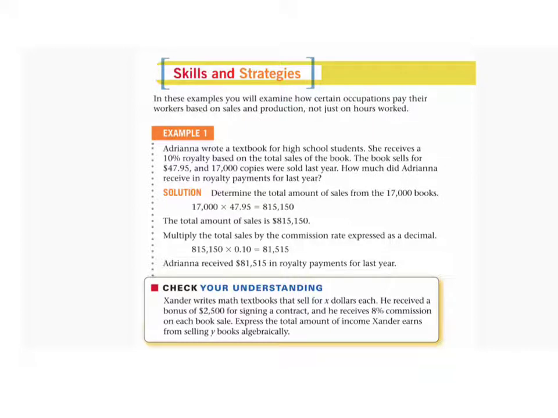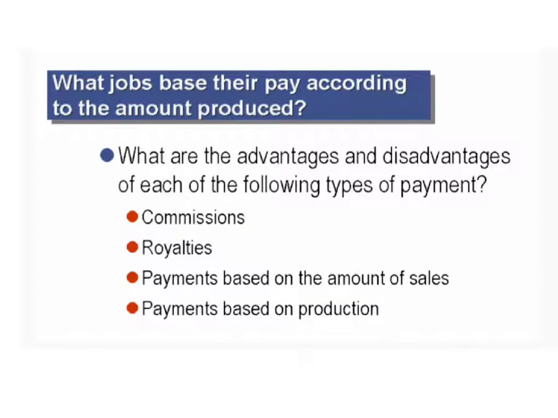Here is our example 1, but first we're going to think about these things. What jobs base their pay according to the amount produced? What are the advantages and disadvantages of each of the following types of payment? Commissions, royalties, payments based on amount of sale, and payments based on production. What's good about those things? What's bad about those things? Write down one thing that's good about them and one thing that's a problem with them. And then hit play again.